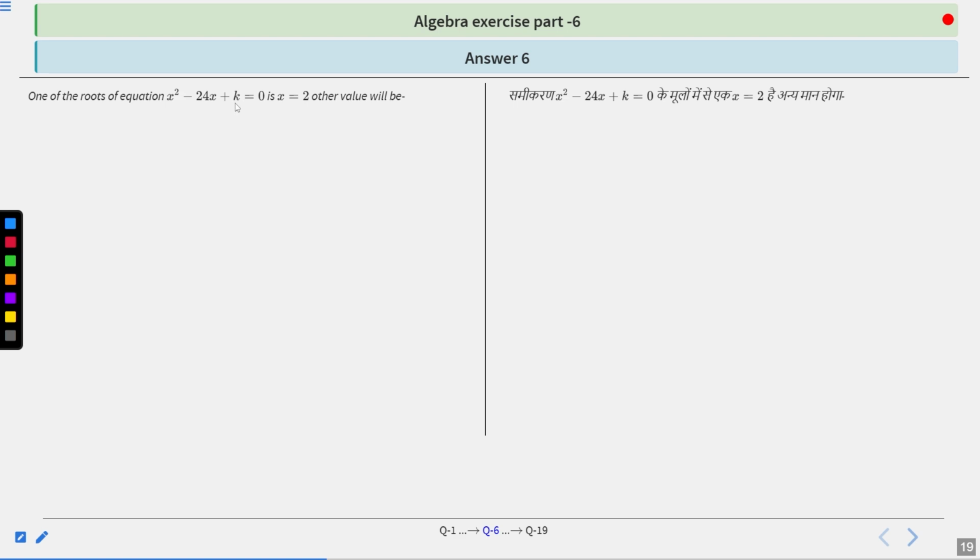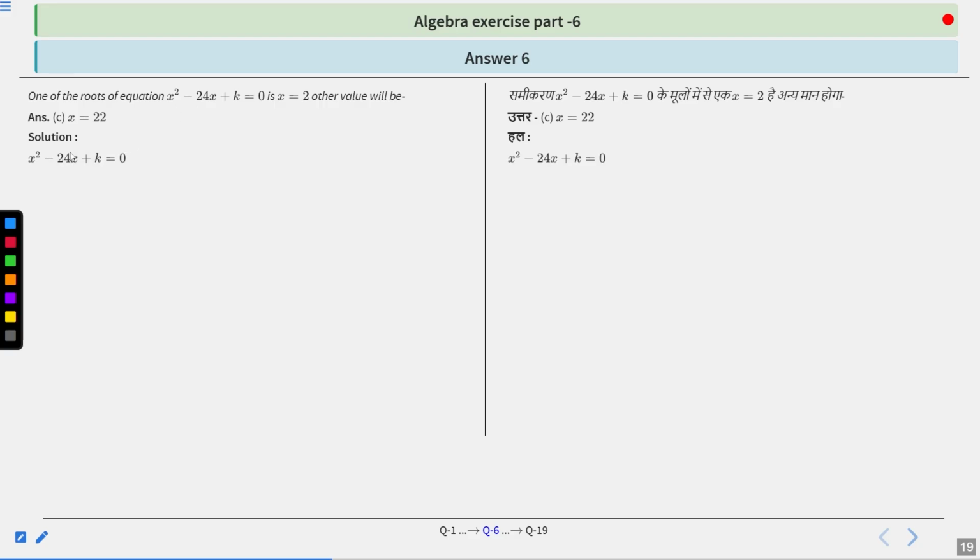One of the roots of the equation x square minus 24x plus k equal to 0 was 2. We have to find the other. So the answer to this question is x equal to 22, option number C. Now, let us look at the solution of this question.